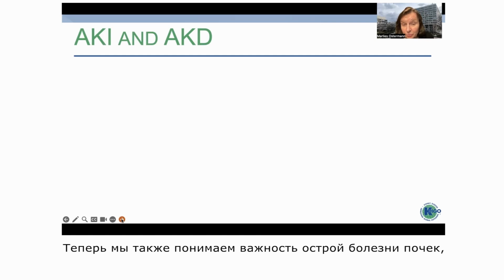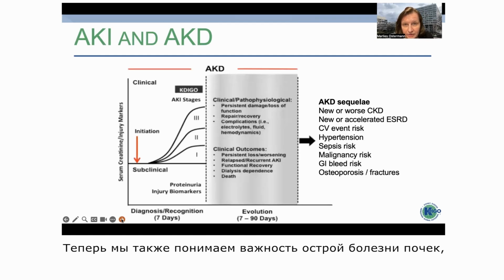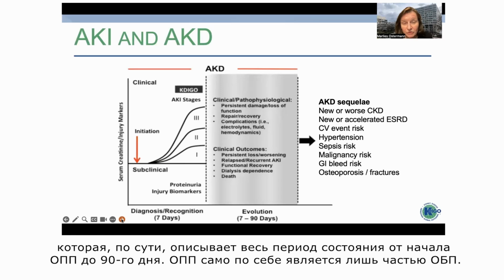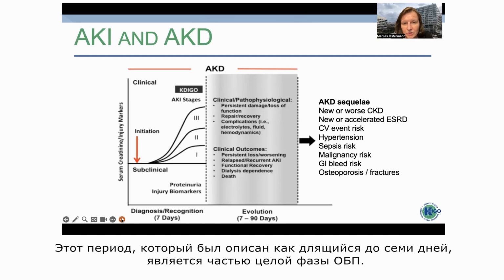We also now appreciate the importance of acute kidney disease, which essentially describes the whole period from the beginning of acute kidney injury up to day 90. Acute kidney injury itself is just a part of acute kidney disease. It's a period which has been described as lasting up to 7 days, and it's part of the whole phase of acute kidney disease.